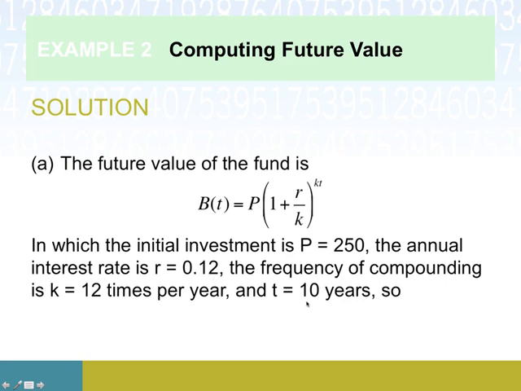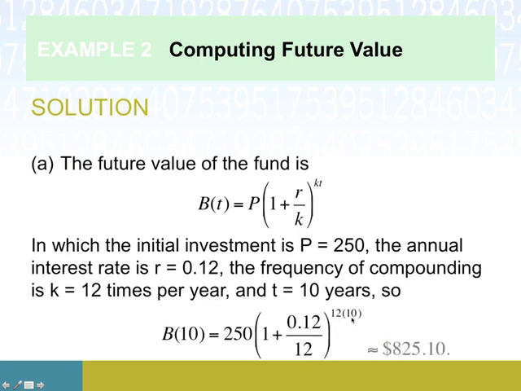That's over 10 years, so our future value looks like 250 for our principal, 0.12, so it is important that we convert this to a decimal rather than a percent. k is number of compoundings per year, 12. That appears both in the fraction here and in the exponent, and then 10 years. And that gives us about 825 bucks and some change.